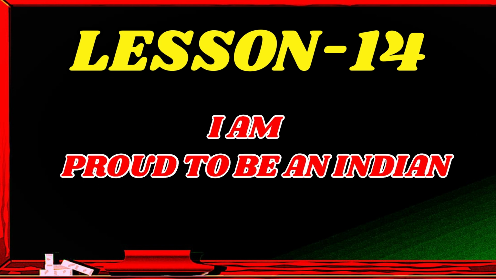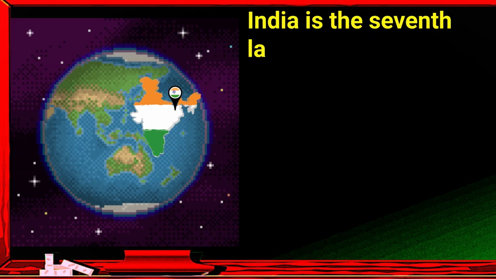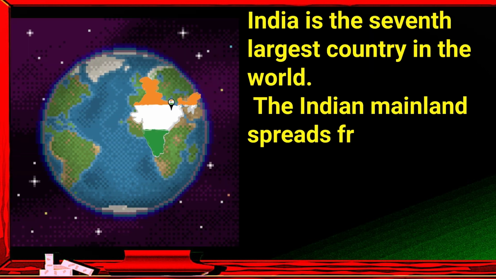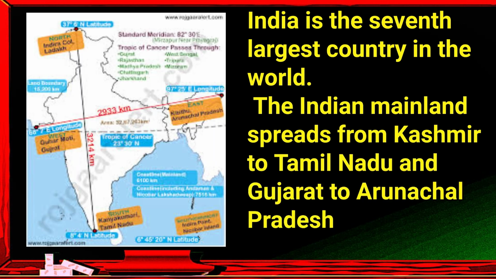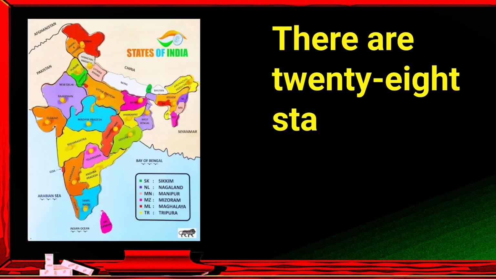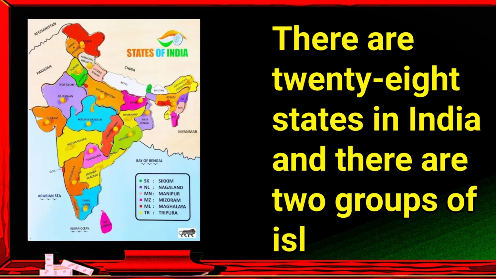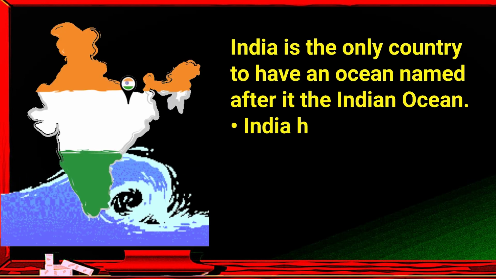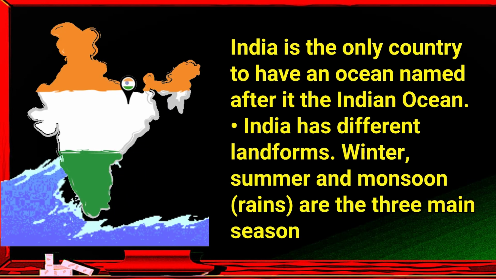I am proud to be an Indian. So let's revise the important facts about this lesson which is very important for your coming exam. India is the 7th largest country in the world. The Indian mainland spreads from Kashmir to Tamil Nadu and Gujarat to Arunachal Pradesh. There are 12 states in India and there are 2 groups of islands. India is the only country to have an ocean named after it, the Indian Ocean.